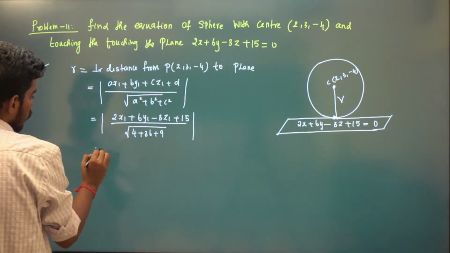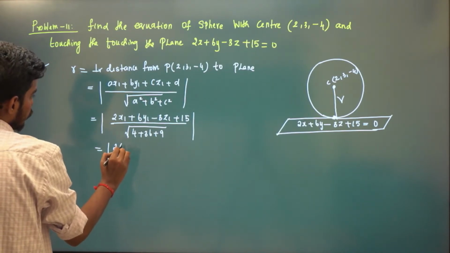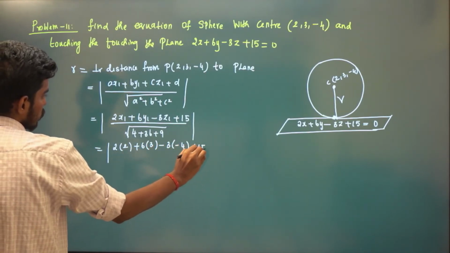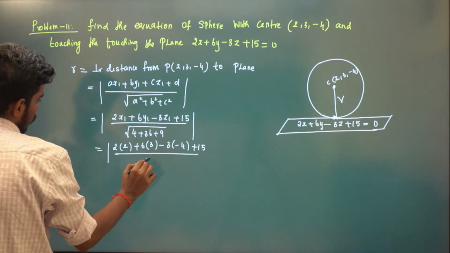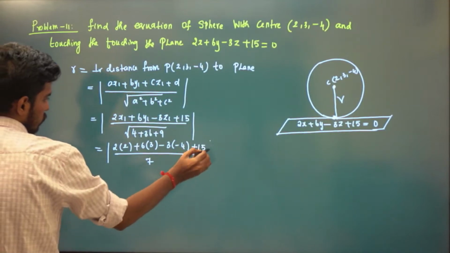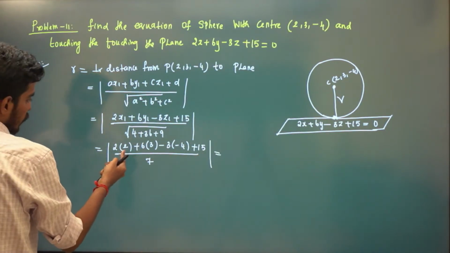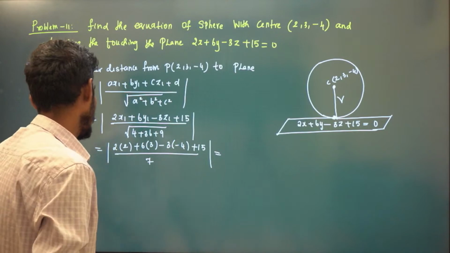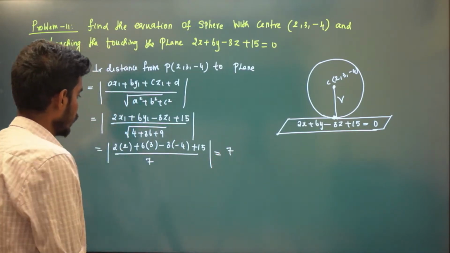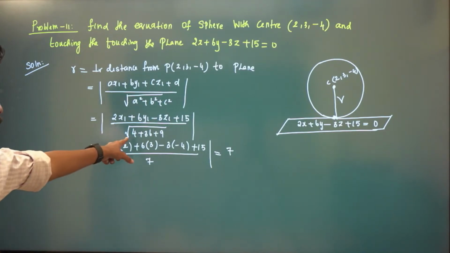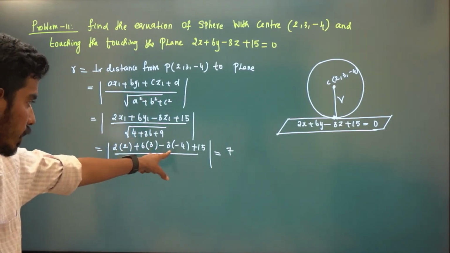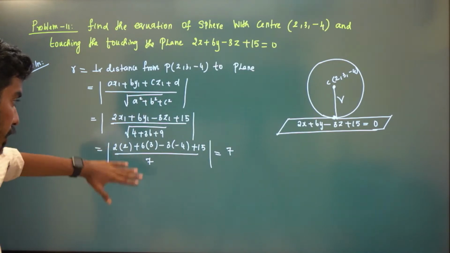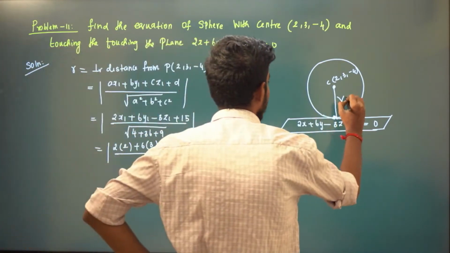So here x1, y1, z1 is 2 into 2, 6 into 3, so 2 2s are 4. 6 3s are 18. 18 plus 12 is 30. 30 plus 15 is 45. 45 plus 4 is 49. Root 49 is 7. 49 by 7 is 7. So we have radius equal to 7.